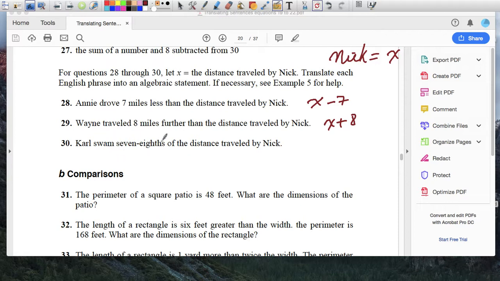And then Carl swam 7/8 of the distance traveled by Nick. So Carl: 7/8 of, remember what of means? Multiplication, multiplied by x, 7/8 of whatever Nick traveled, which again is represented by that variable. Okay, so that's what you should have done in that section.